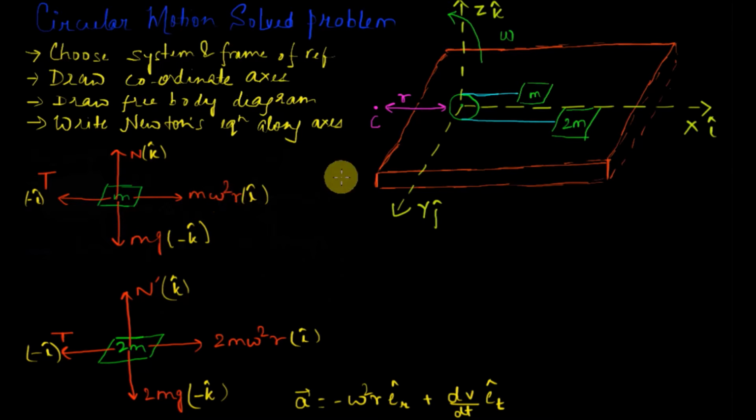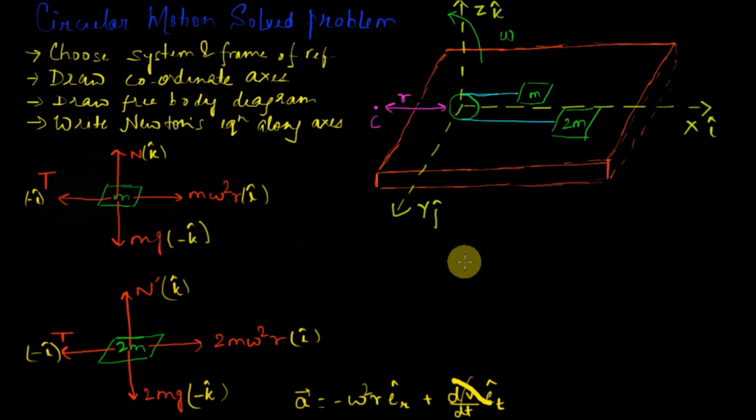Since my frame of reference is this table, and this table is rotating about the center at a constant angular velocity omega, as we saw in our last video, this table will accelerate, and the acceleration will be given by minus omega square r er cap plus dv by dt et cap. Now since the angular velocity is constant, there will be no dv by dt component. And mind you that er cap is the radial direction, et cap is the tangential direction. So since omega is constant, there will be no tangential component of acceleration. There will be only radial component. So along the radial direction, this table is accelerating towards the center C at an acceleration of omega square r as observed from the ground.